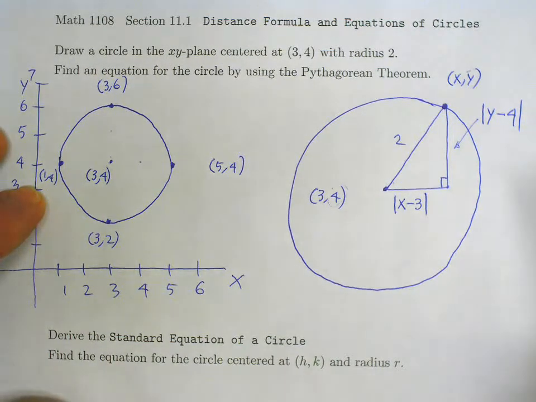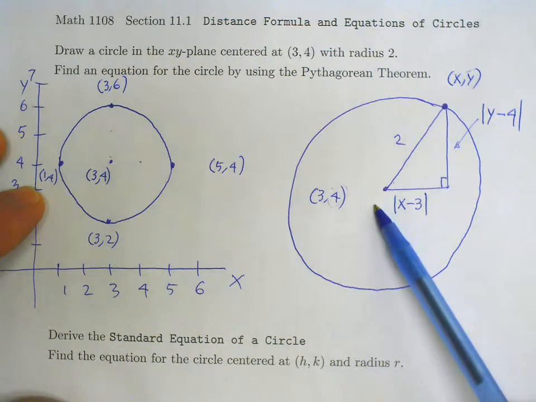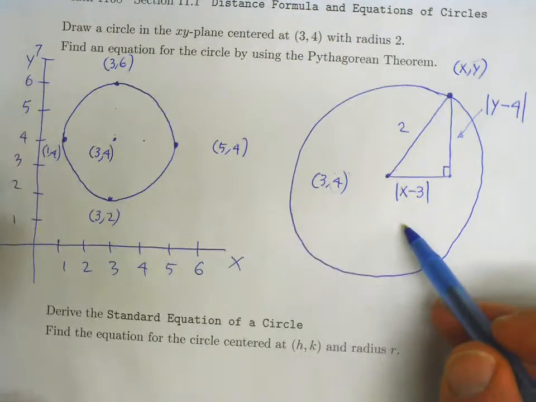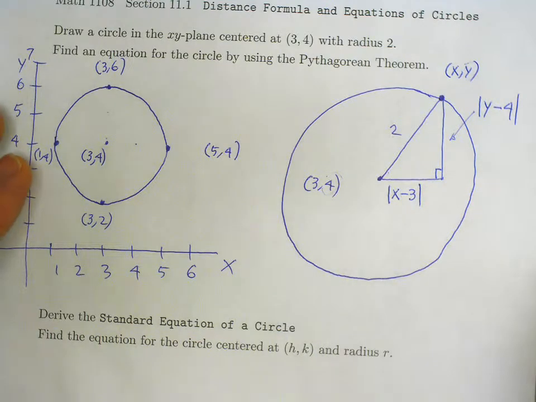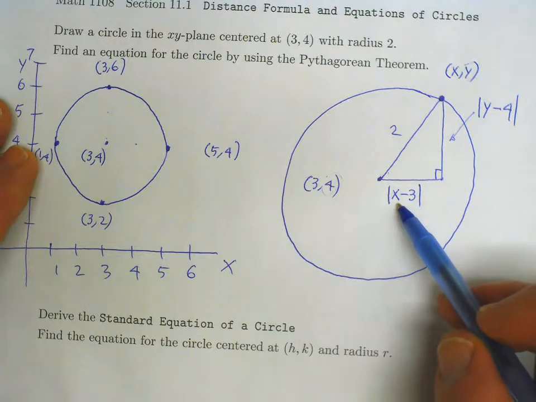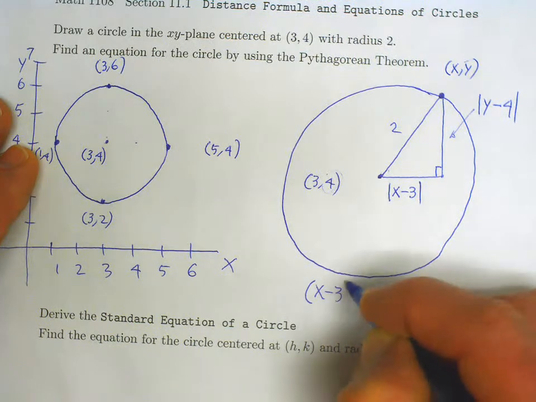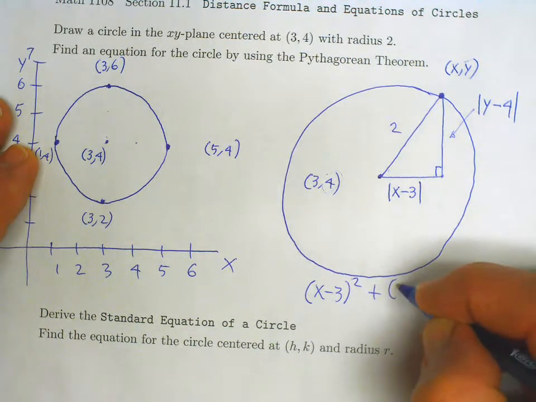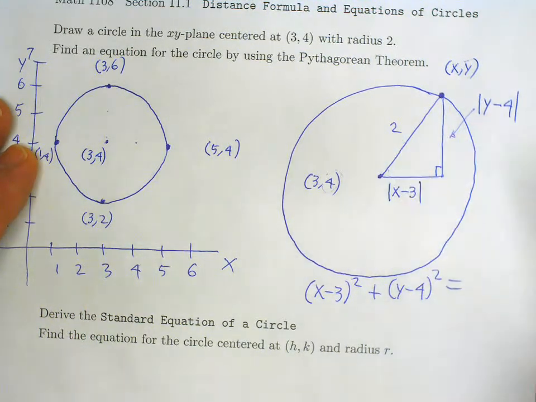Okay, so now we're going to apply the Pythagorean theorem to this right triangle, except this time, instead of the hypotenuse squared on the left-hand side, I'm going to put the hypotenuse squared on the right-hand side. And on the left-hand side, I'm going to square the quantity x minus 3. I'm going to add that to the square of the quantity y minus 4. And then on the right-hand side, 2 squared is 4.